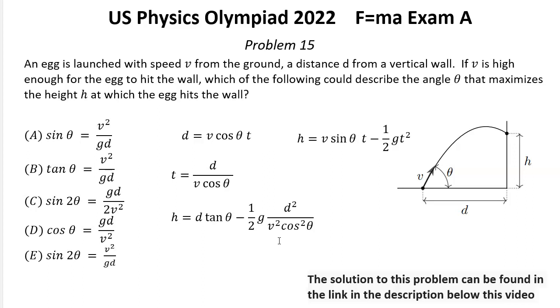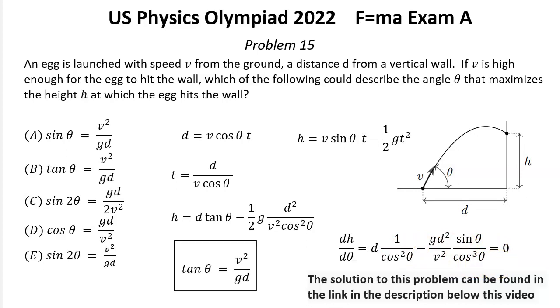Now to find the maximum of this height, we need to take the first derivative by theta and equate it to 0. That will be this expression. And from here we can easily find tangent theta. We have tangent theta equal v squared over gd. That's answer B, and that was the solution for problem number 15.